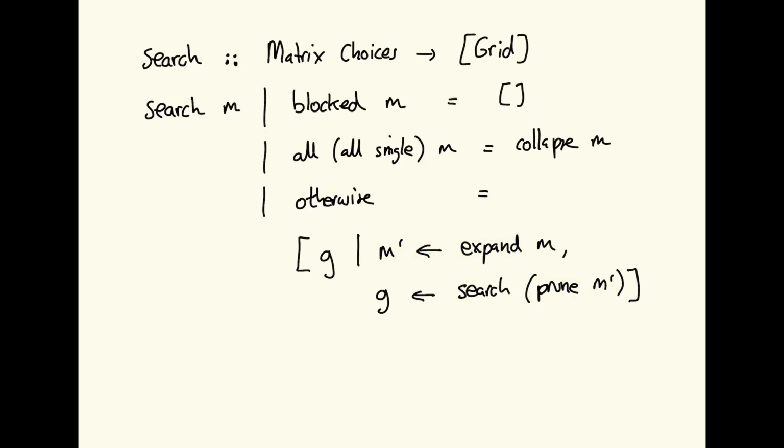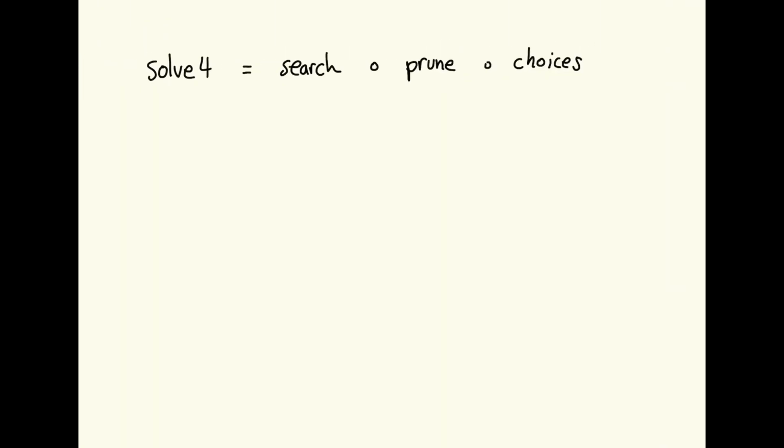And this is basically our final Sudoku solver now. This one here is a 1-line program. Well, actually not really a 1-line program because we've defined 3 other functions, search, prune, and choices. And this can actually solve any newspaper puzzle in an instant.